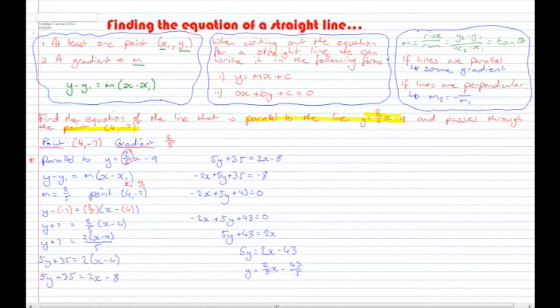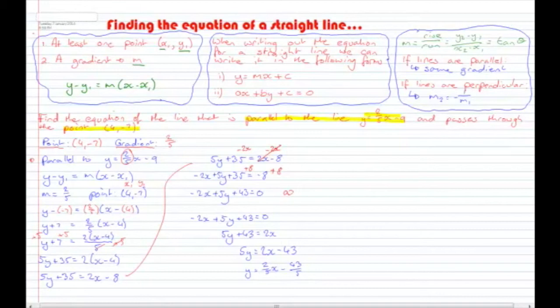So multiplying both sides by 5, everything on this side and also everything on this side, you get 5y plus 35, and the 5's here cancel out. So then you end up getting 5y plus 35, and when we expand this you get 2x minus 8. So now what I'm going to do is subtract 2x from both sides. 2x's here will cancel out, of course, and that will get me negative 2x plus 5y plus 35 is equal to negative 8. Okay, now adding 8 to both sides ends up getting us negative 2x plus 5y plus 43 is equal to 0.